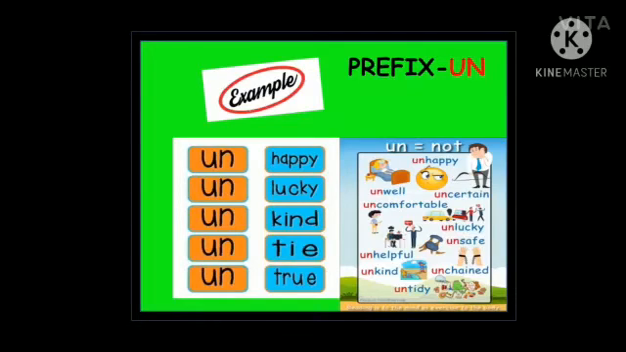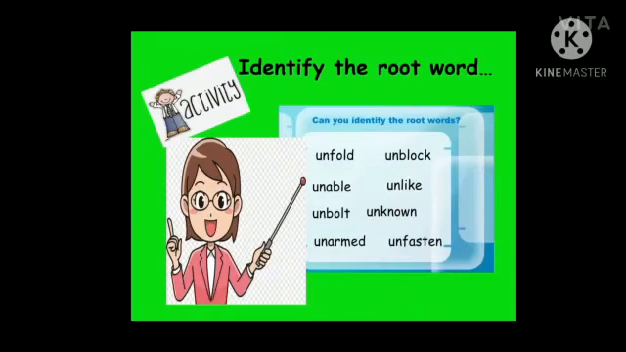Now, let me give you a small activity. Let me see if you can identify the root word in the given set of words. The words are unfold. I'm sure you must have figured out the word is fold. Similarly, for unable, the word is able. For unbolt, the word is bolt. And unbolt means unlocked.